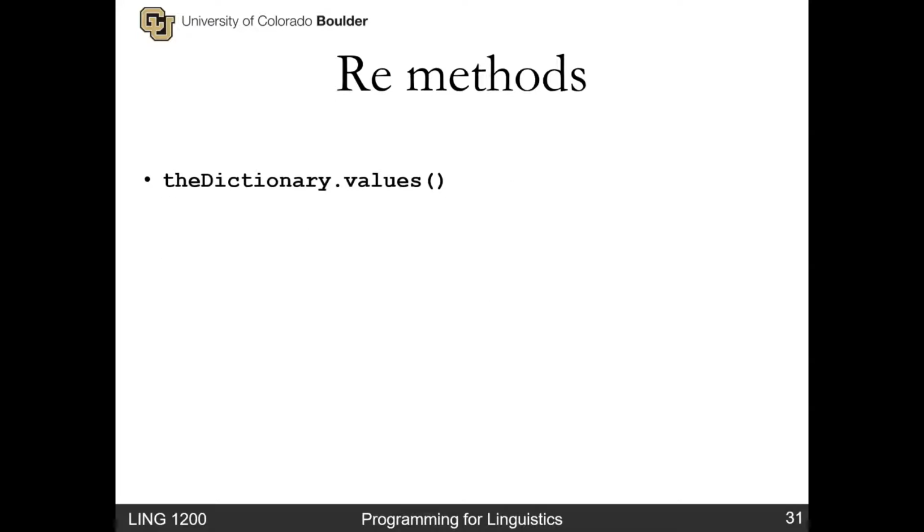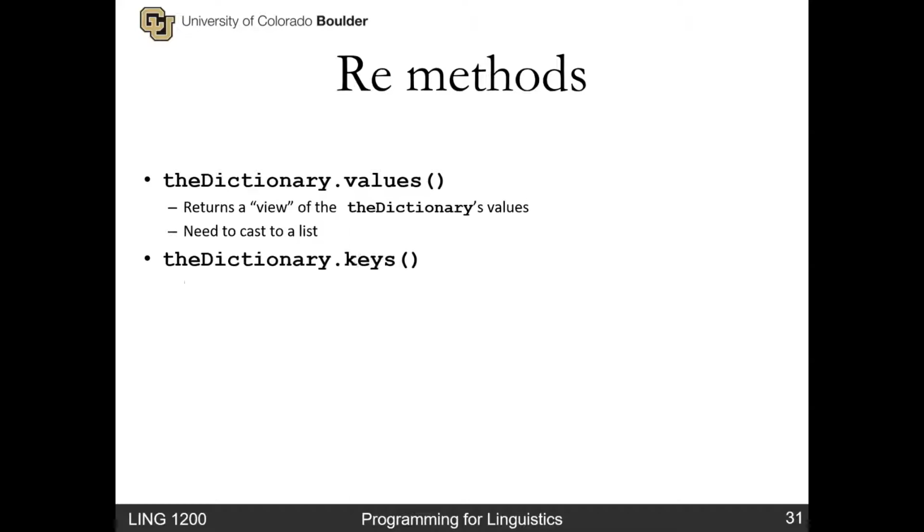Another useful method for dictionaries is the values method. This returns what you could call a view of all the values in the dictionary. And you can then cast that to a list and get a list of all the values. Correspondingly, there's the keys method, which does the same thing. It will return all the keys, which you can then cast to a list, so then you can have a list of the keys and a list of the values to do what you want with.